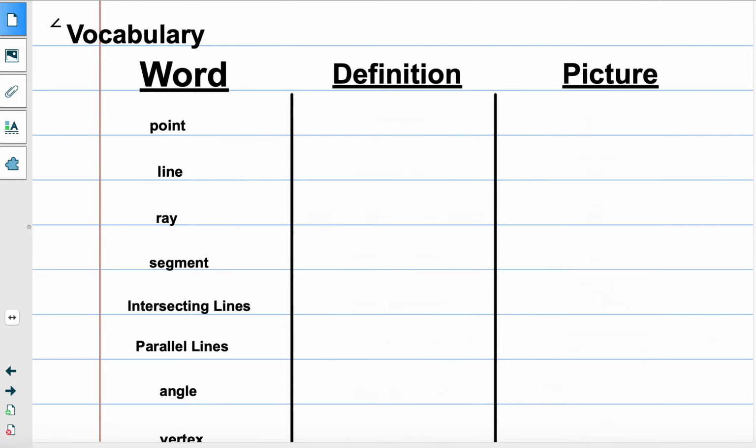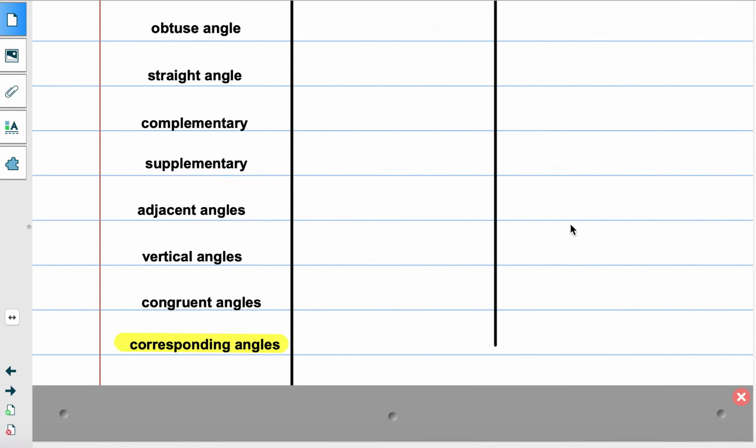All right, we have one last word, and this is the hardest word of them all, corresponding. So let's get what it is first. It's angles in the same position. However, this only happens on parallel lines. Okay, so you can draw yourself a set of parallel lines.